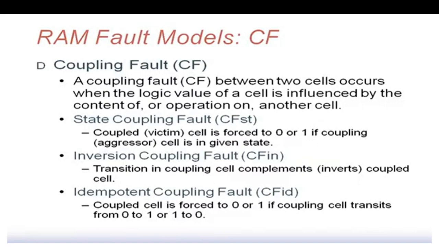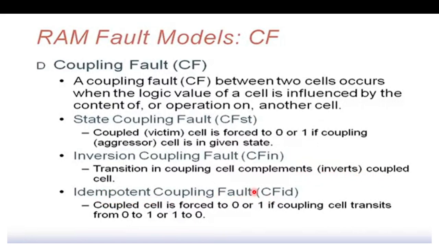RAM fault models: CF, coupling fault. A coupling fault, CF, between two cells occurs when the logic value of a cell is influenced by the content of or an operation on another cell. State coupling fault, CFST: the coupled victim cell is forced to 0 or 1 if the coupling aggressor cell is in a given state. Inversion coupling fault, CFIN: a transition in the coupling cell complements or inverts the coupled cell.